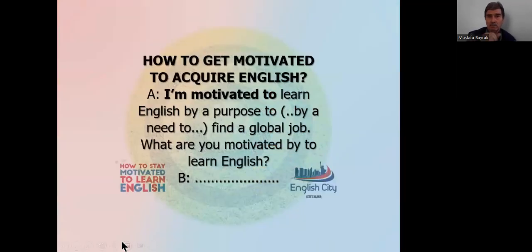How to get motivated to acquire English? I am motivated to learn English by a purpose to, or by a need to, by a necessity to find a global job. What are you motivated by to learn English? So I am motivated to learn English by the fear that I will leave a culture shock. Not to leave, okay? Not to leave a culture shock.